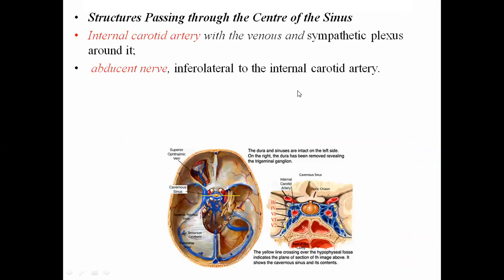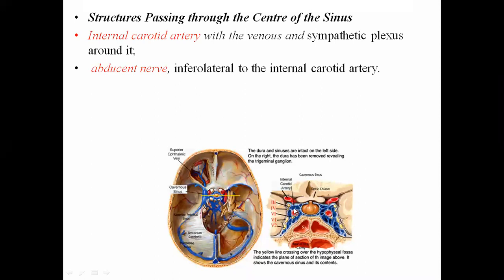Now there are some structures which are present inside the cavernous sinus. So this is the cavernous sinus. We will see in the lateral wall. Inside the cavernous sinus, there are structures: internal carotid artery with the venous and sympathetic plexus around it. So internal carotid artery is seen at the center of cavernous sinus. Internal carotid artery passes through the carotid canal and reaches the cavernous sinus.